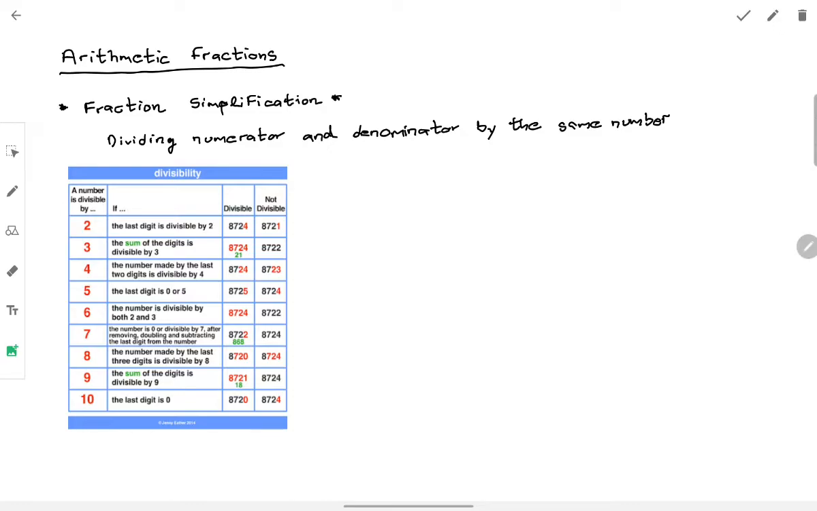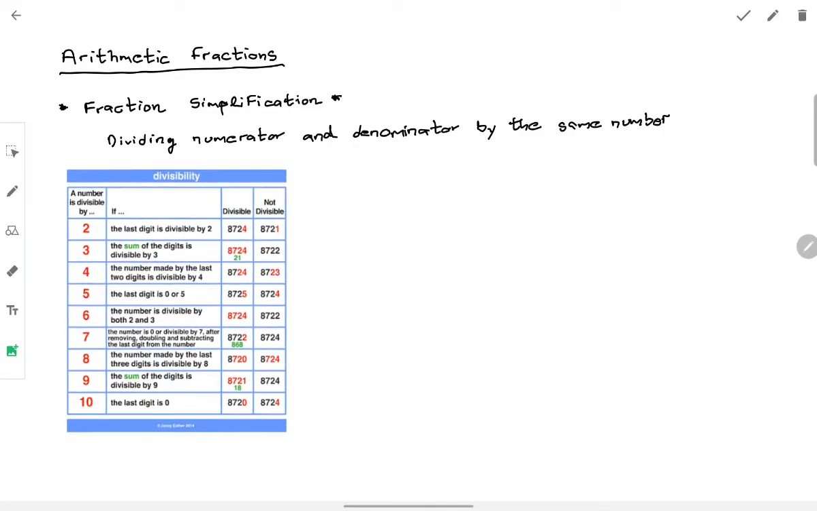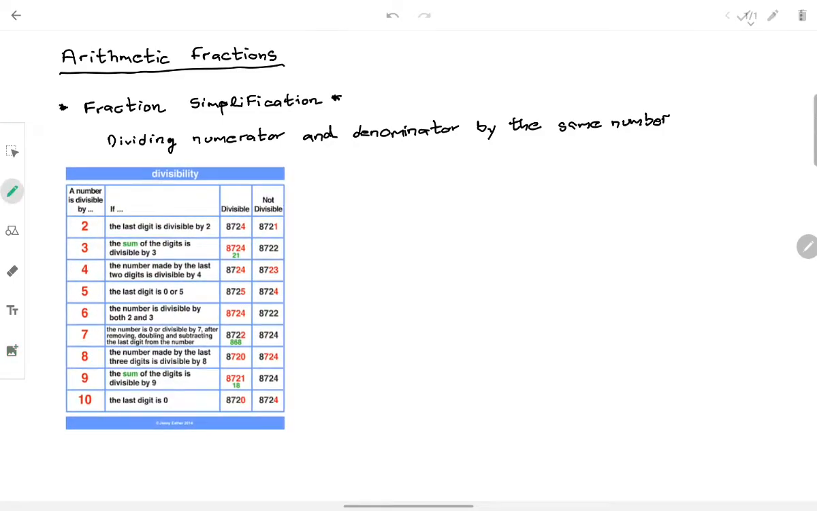So let's see some examples of fraction simplification. If we have, I don't know, 8/16, maybe we can divide this by 2.